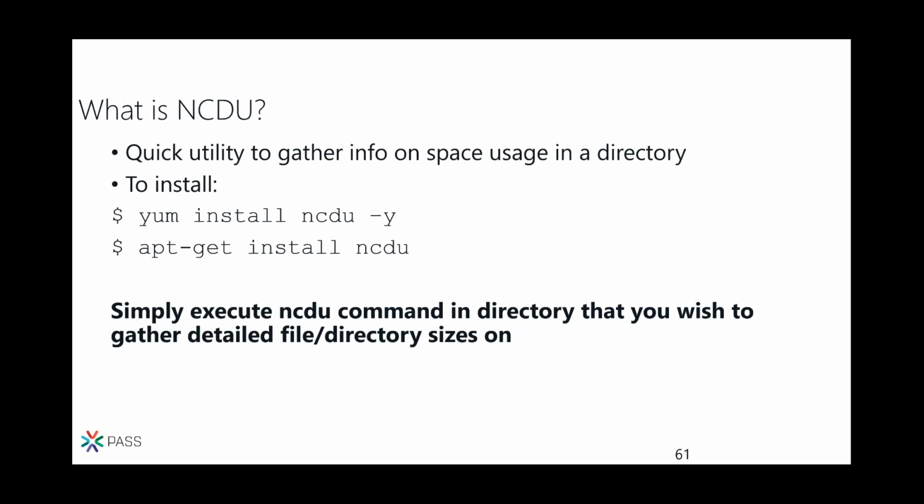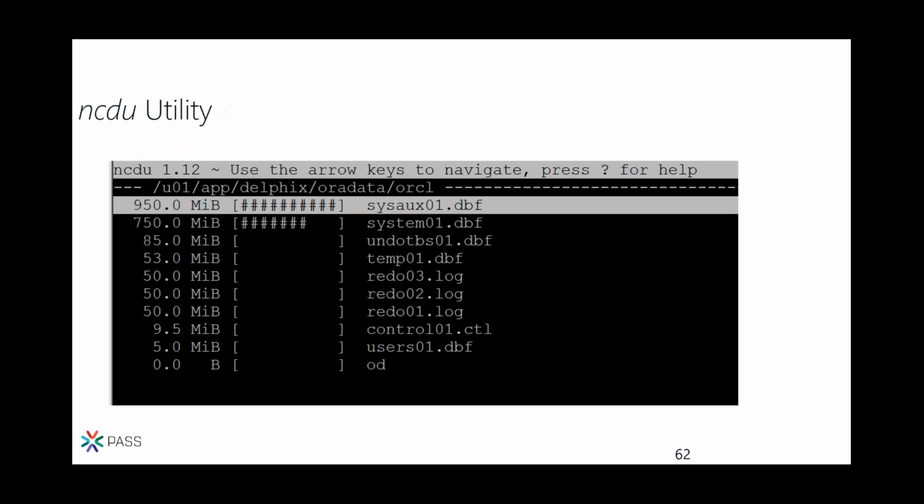Next is ncdu. This is another quick utility to allow you to monitor a system, and it also tells you the actual space usage. So if I do an ncdu on any directory, it's going to show me every one of the files. The directory that you have here is actually an Oracle database, but it displays quickly what the space usage is, and it shows me by largest to smallest the amount of data in there, with a little bit of a visual ticker showing me the largest file down to the least.